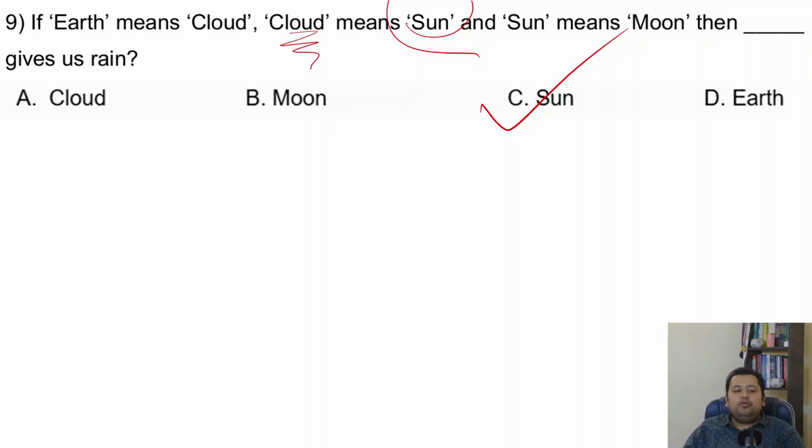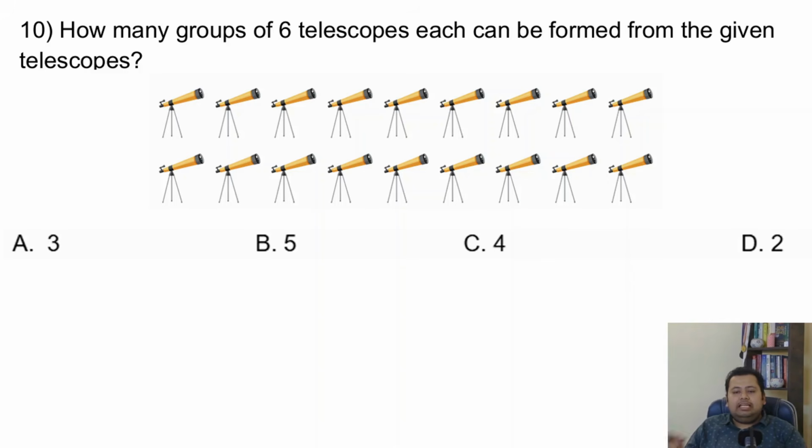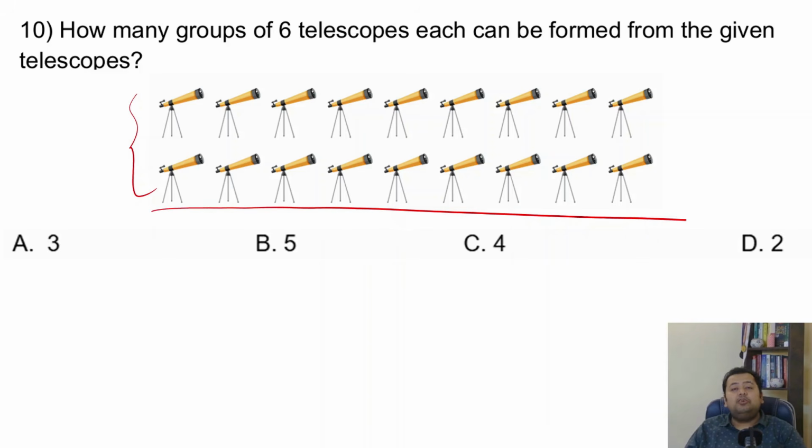Let's now move to question number 10. How many groups of 6 telescopes each can be formed from the given telescopes? There are some telescopes given in this image. What you have to find out is how many groups of 6 telescopes you can form from the given number of telescopes. Again, pause the video.